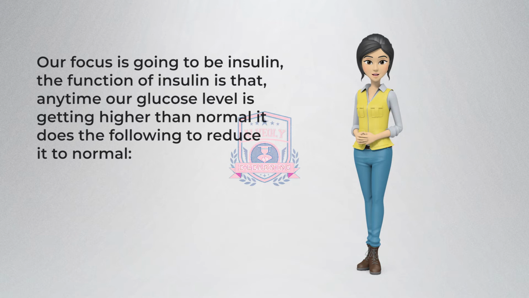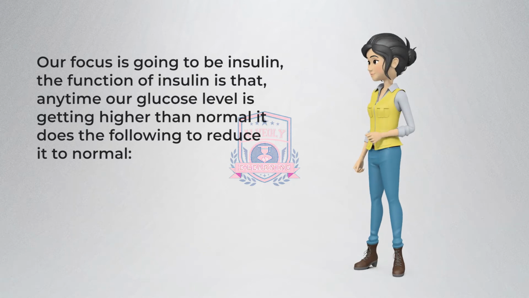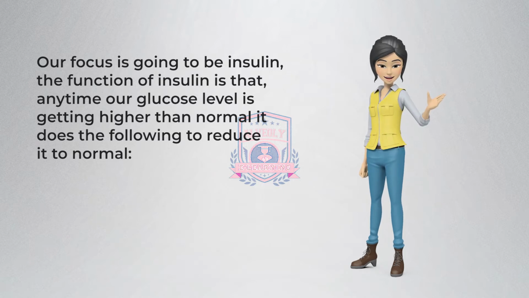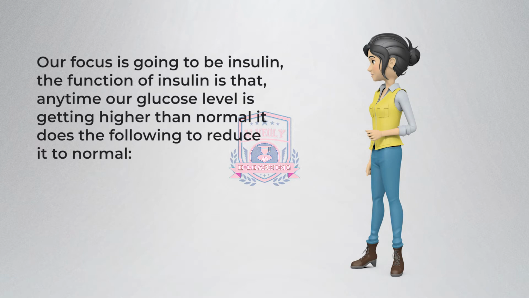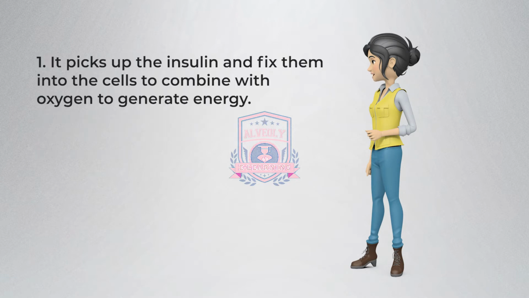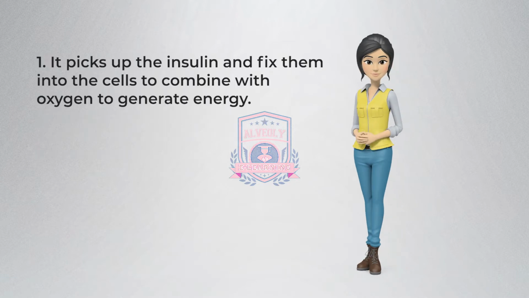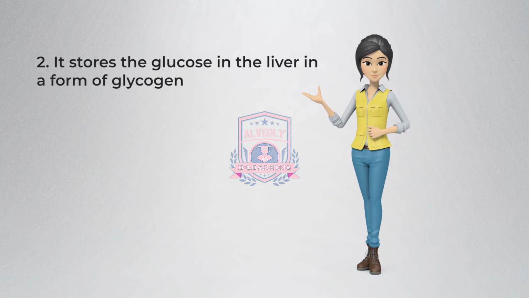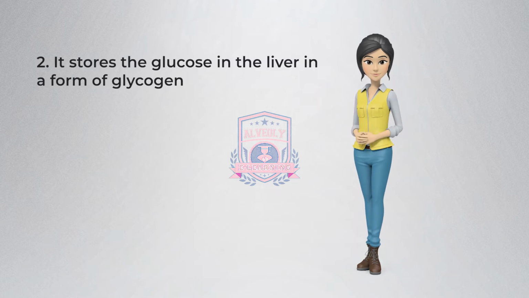Our focus is going to be insulin. The function of insulin is that anytime our glucose level is getting higher than normal, it does the following to reduce it to normal. 1. It picks up the glucose and fixes it into the cells to combine with oxygen to generate energy. 2. It stores the glucose in the liver in the form of glycogen.